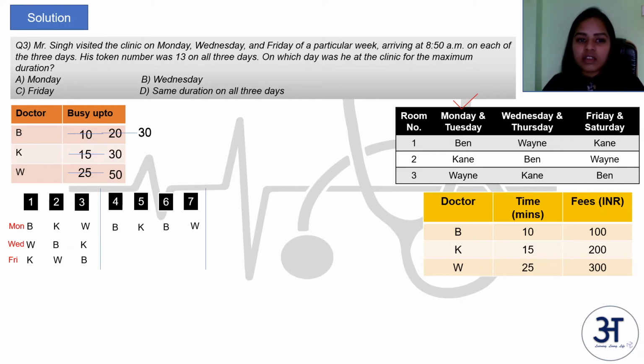So now the 8th and 9th patients will be allocated according to the room number order. So in case of Monday, the 8th patient will be allocated to Dr. B and 9th patient will be allocated to Dr. K because on Monday they sit in room 1 and 2 respectively. So on Wednesday again they sit in room 2 and 3 respectively, B and K. So 8 will be allocated to B and 9 will be allocated to K. But on Friday K sits in 1 and B sits in 3. So patient 8 will be allocated to K and patient 9 will be allocated to B.